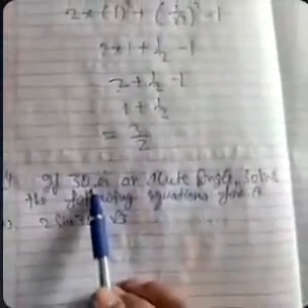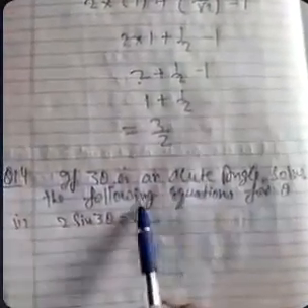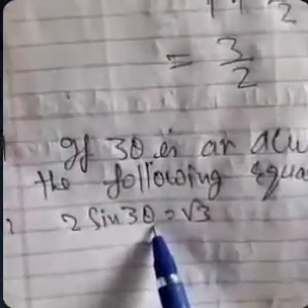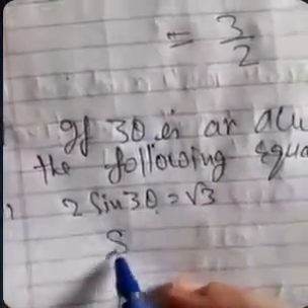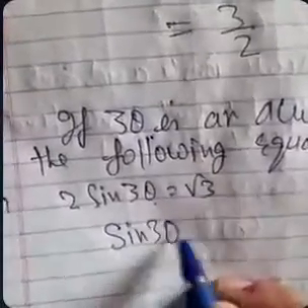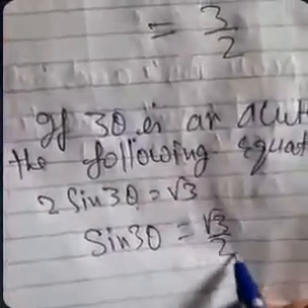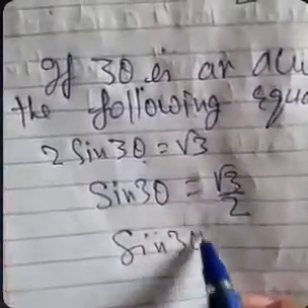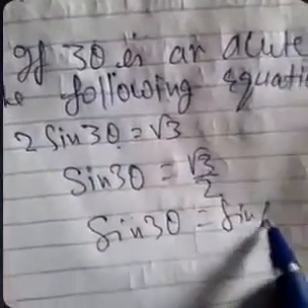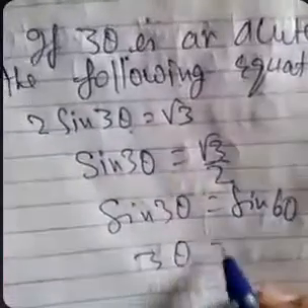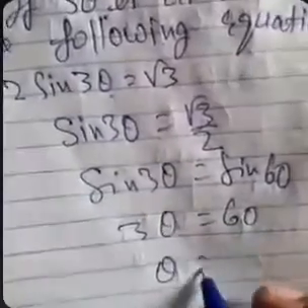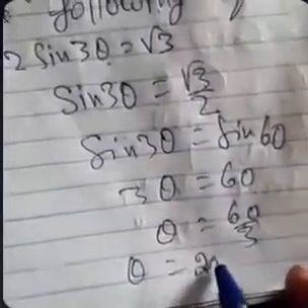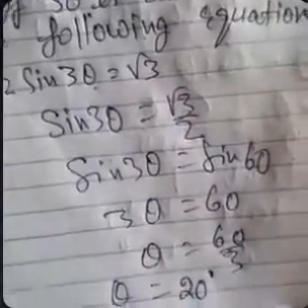If theta is an acute angle, solve the following equation for theta. 2 sine 3 theta is equal to root 3. Now sine 3 theta is equal to root 3 upon 2. Value of sine 3 theta is equal to sine 60 degree. 3 theta is equal to 60 degree. Theta is equal to 60 upon 3. Theta is equal to 20 degree. This is your answer.